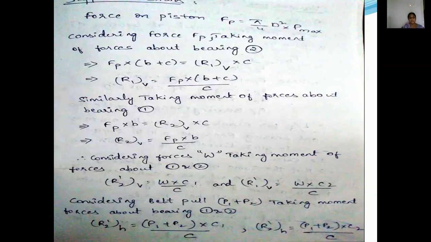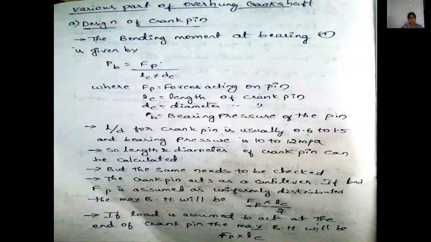Okay, next, considering the belt pulley P1 plus P2, taking moment forces about bearing 1 and 2, R2 dash H is equal to P1 plus P2 into C1 by C. Like that, you should consider both R1 dash and also R2 dash. Next, the various design processes considering the crankshaft.